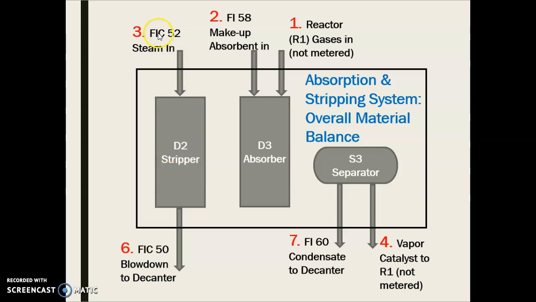Also in D2, you have steam coming in. Also that comes in at the bottom, right? Because this absorbent comes around and swings up to the top. All right, but right now I'm just showing you the ins.